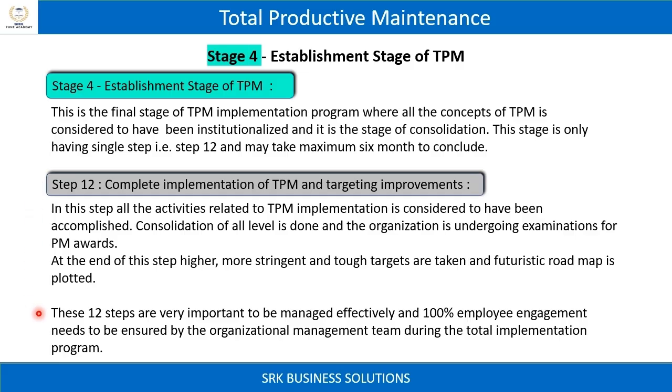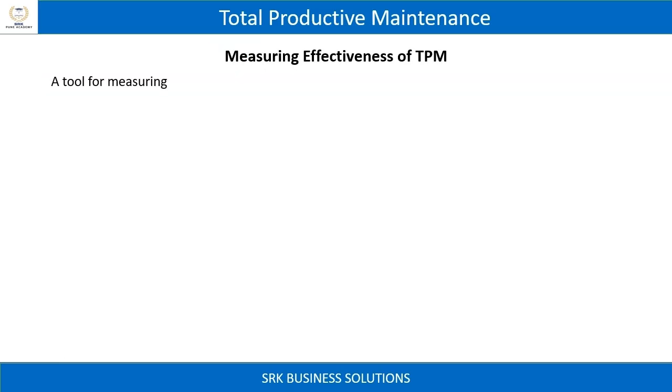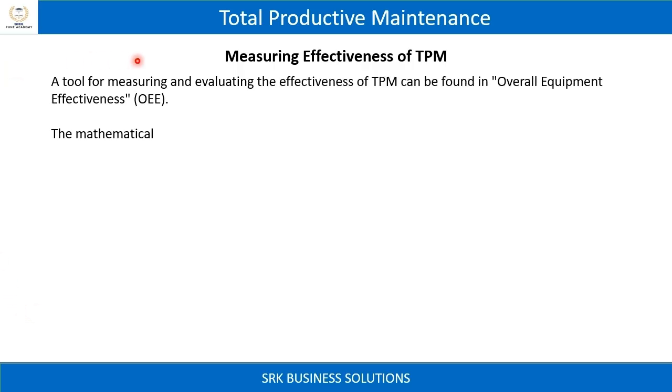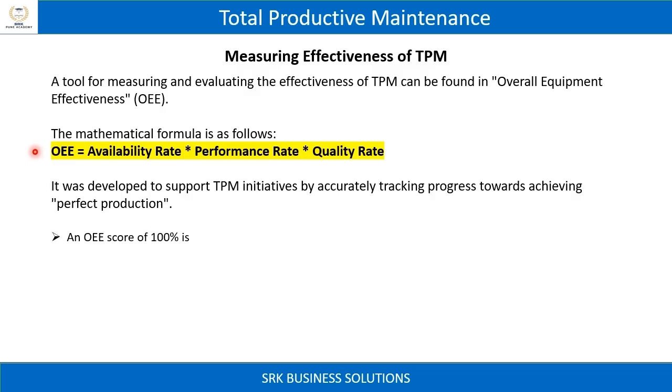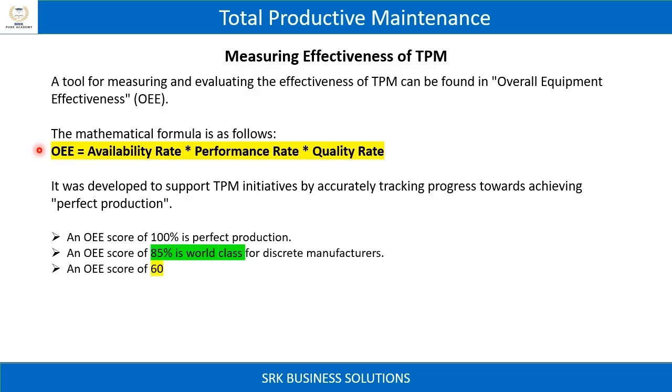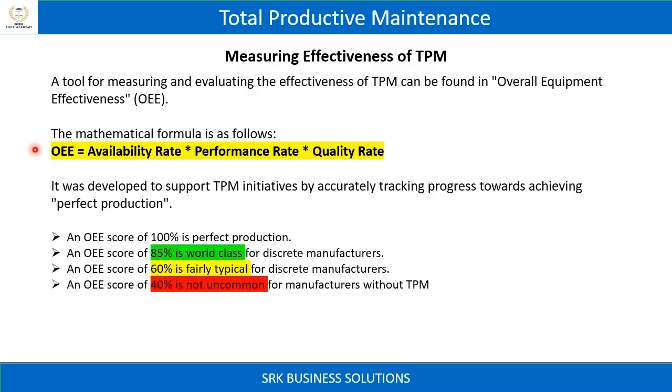These 12 steps are very important to be managed effectively, and 100% employee engagement needs to be ensured by the organizational management team during the total implementation program. Now we will understand measuring effectiveness of TPM. A tool for measuring and evaluating the effectiveness of TPM can be found in Overall Equipment Effectiveness, OEE.